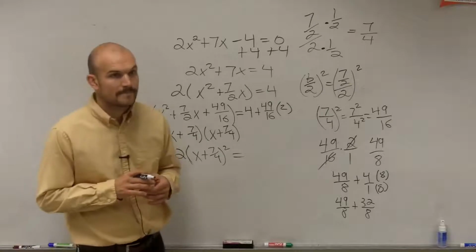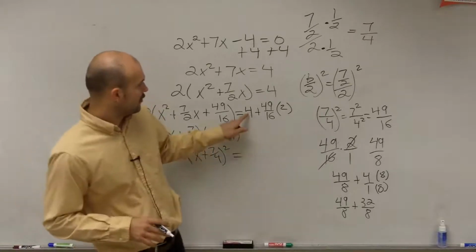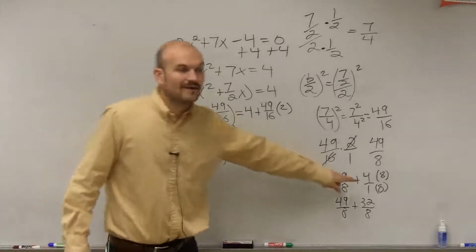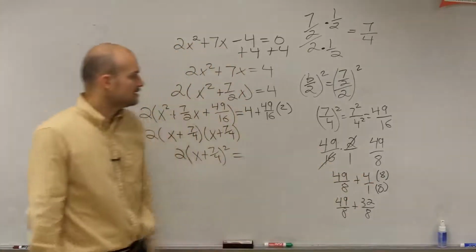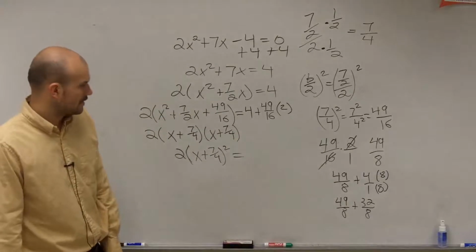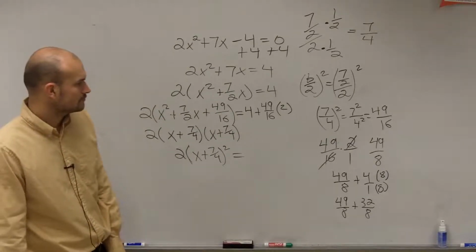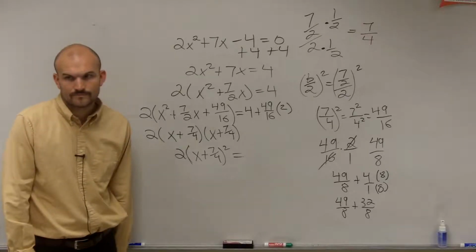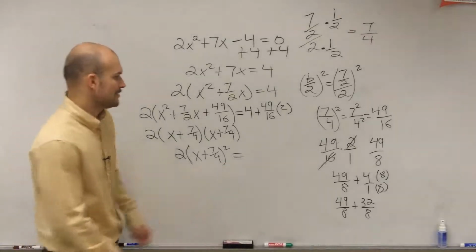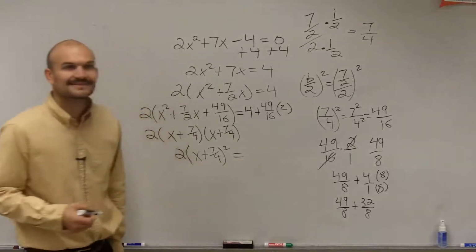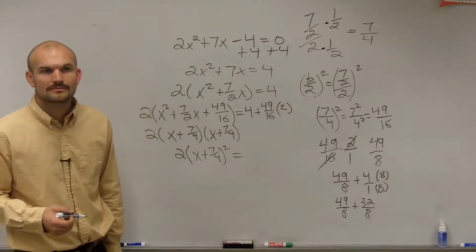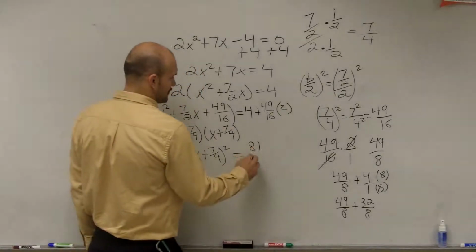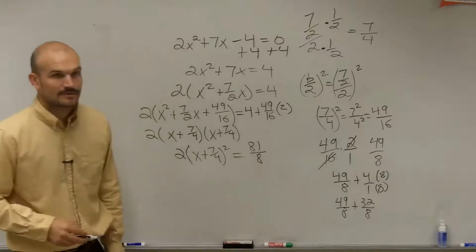Where did I get what? 4 can be rewritten as 4 over 1. I just wrote 4 as a fraction so you could see how to add them up together. And yes, okay. Okay? Cool? All right. So therefore, yes. Okay. So therefore, I have 81 over 8.